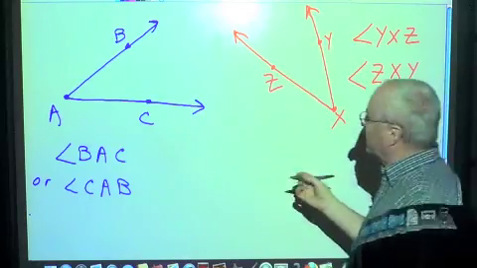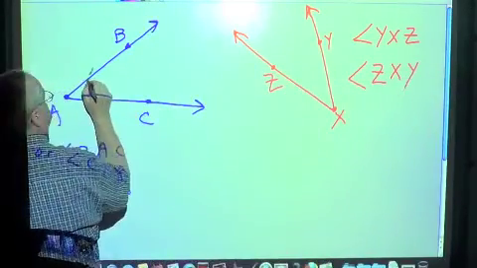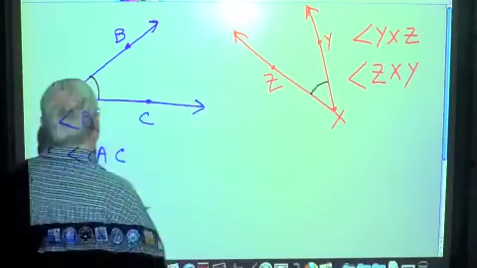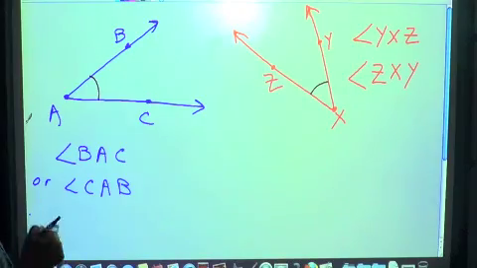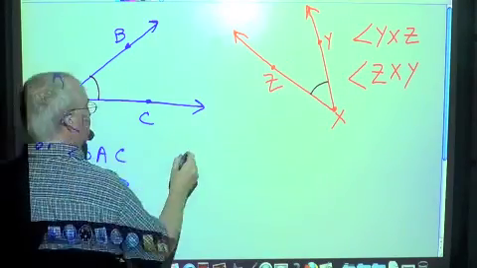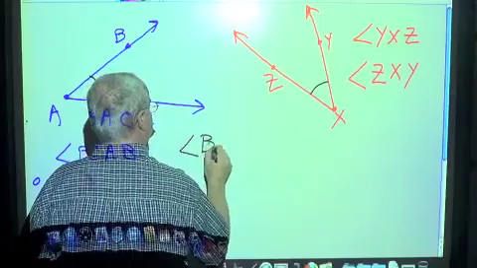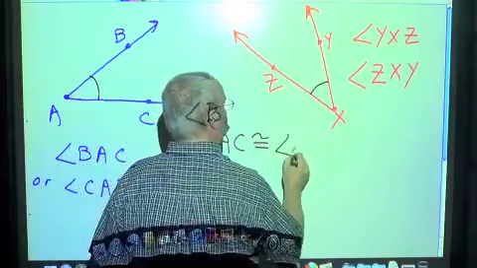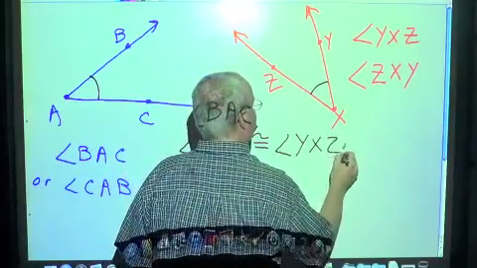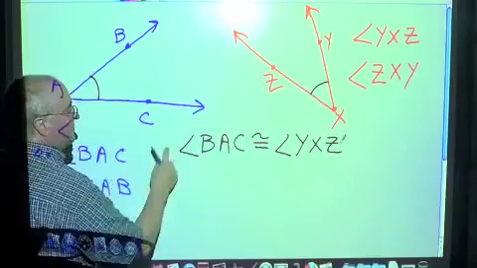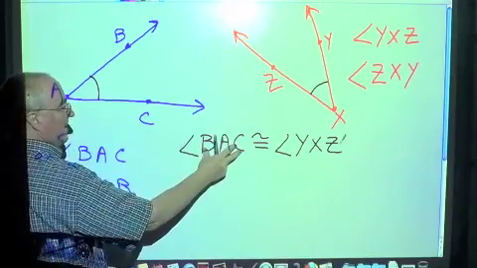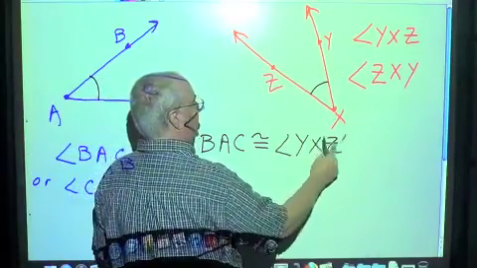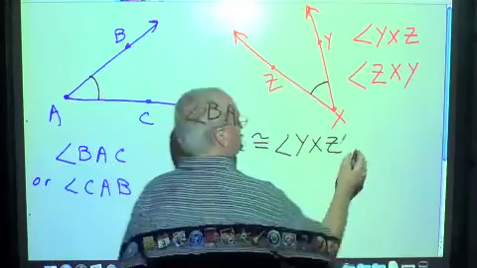Okay? I'm going to make a mark on these angles, and I'm going to say this angle right here measures the same as this. Okay? Two angles that measure the same are congruent. So how would we say that? Angle BAC is congruent to angle YXZ. Okay? Remember, this is a picture. A picture of an angle tells us we've got an angle named BAC. We've got an angle that's named YXZ. They can be congruent.